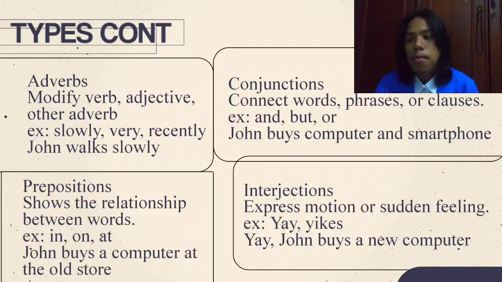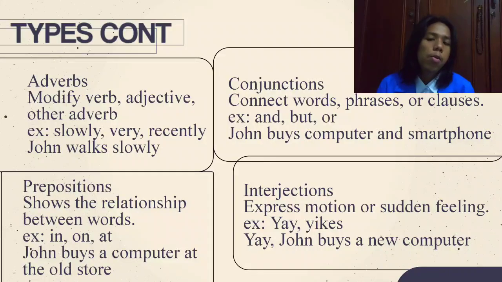Next, we have preposition. Preposition shows the relationship between words. For example: in, on, and at. And in the sentence, John buys a computer at the old store, it shows a relationship between the words. In this case, at is a preposition followed by the phrase the old store, so it shows the relationship between them, either words or phrases.